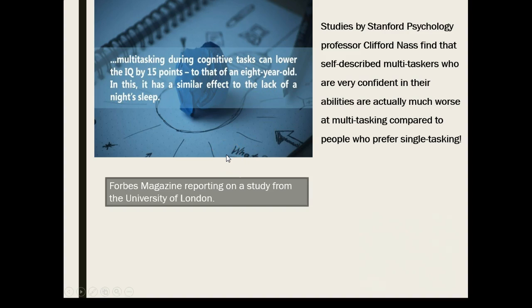Multitasking during a cognitive task can lower your IQ by up to 15 points, your perceived IQ. And that's really taking an adult, a normal adult, and turning that person into an 8-year-old. And so I guess the question is, do you want to be doing your cognitive tasks at the level of a competent 8-year-old? Or would you rather be a mature adult when you're studying or you're in a meeting?